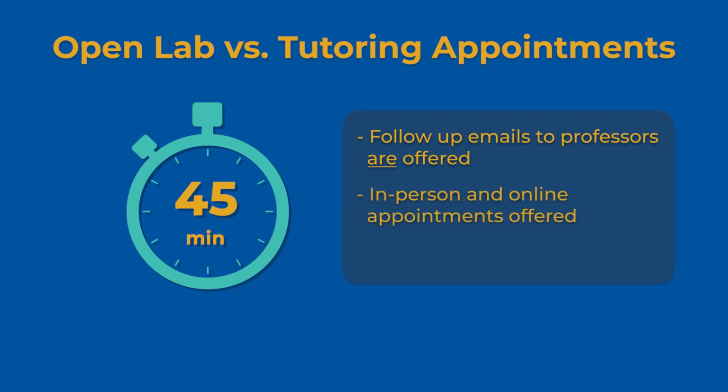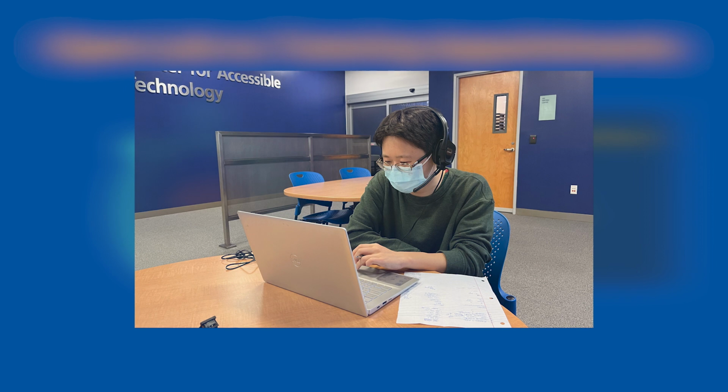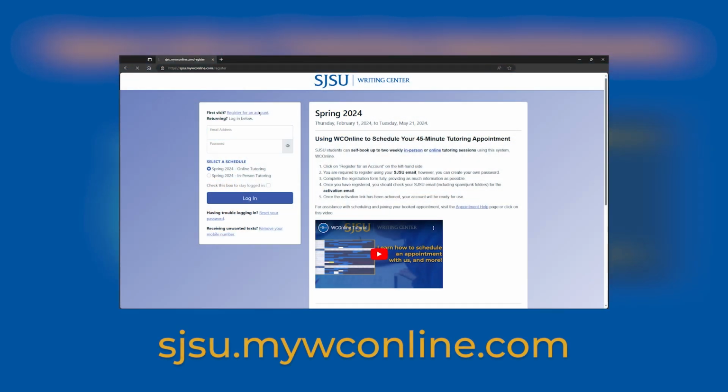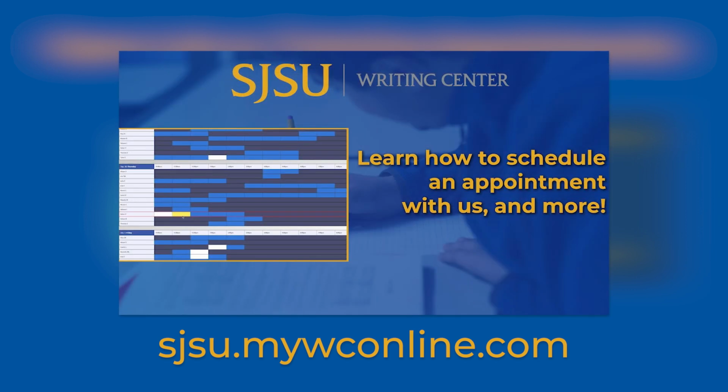We offer in-person and online appointments. Our in-person appointments are held at our location on the 2nd floor of the Martin Luther King Jr. Library, while our online appointments are also held over Zoom. To sign up for our 45-minute appointments, you will need a WCOnline account. You can create your account at sjsu.mywconline.com. An in-depth tutorial on how to do so will also pop up at the top right.